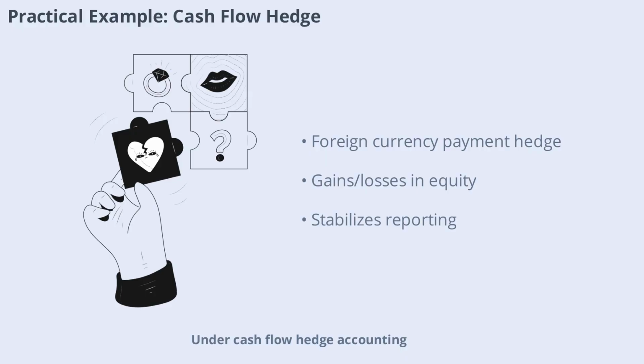Under cash flow hedge accounting, effective gains or losses on the forward contract are recognized in equity until the payment occurs, reducing volatility in the profit and loss statement. This approach provides stability in financial reporting.